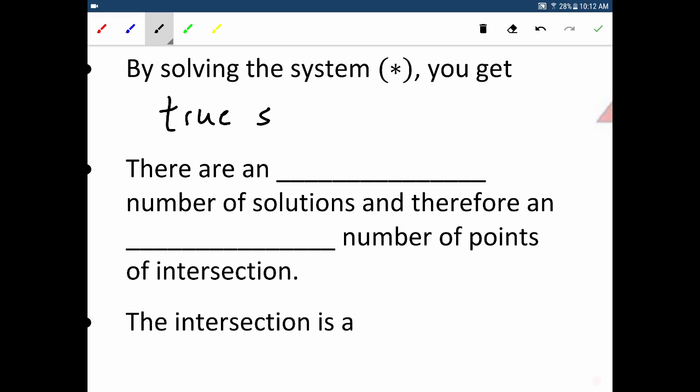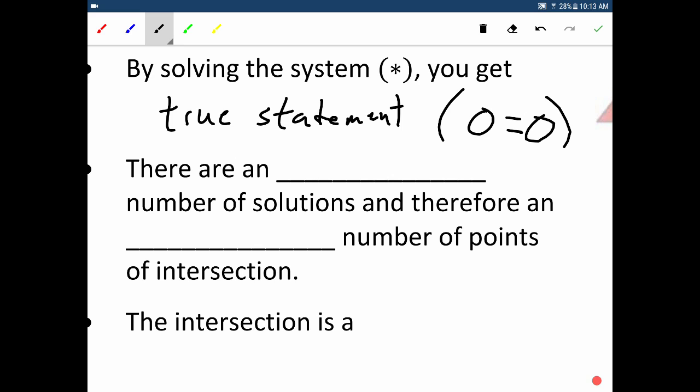A true statement, which we talked about in the last lesson. What I mean by that is we will get something along the lines of 0 equals 0, which of course is true. It usually is 0 equals 0, but it doesn't matter. There are an infinite number of solutions, and therefore an infinite number of points of intersection.